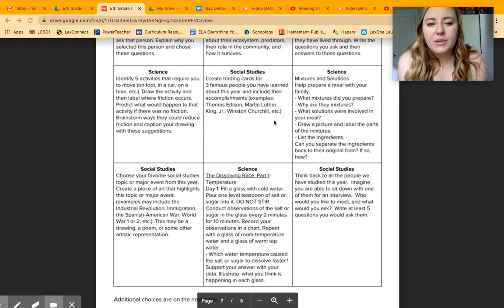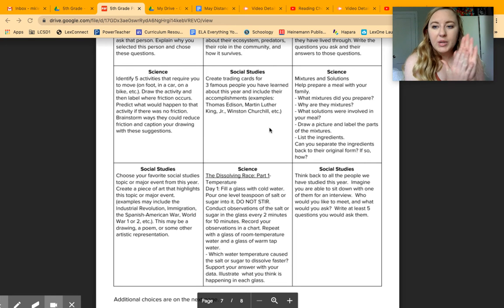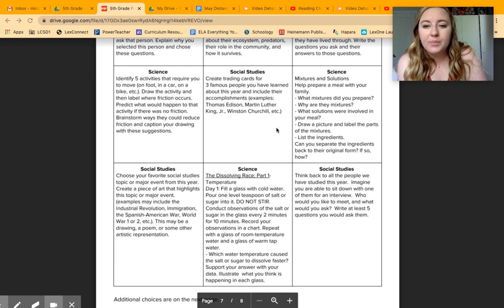In social studies, right here, you're going to create 3 trading cards of famous people that you've learned about this year and include their accomplishments. Kind of like baseball trading cards, if you've ever seen one, they have the baseball player's picture on the front, and on the back, they have all their stats, all the good stuff they've done. So now you're going to do that for important people we've talked about. Some examples of famous people are Thomas Edison, Winston Churchill, and Martin Luther King Jr. You would draw a picture of them on the front, and on the back you would write about their accomplishments, important things that they have done.